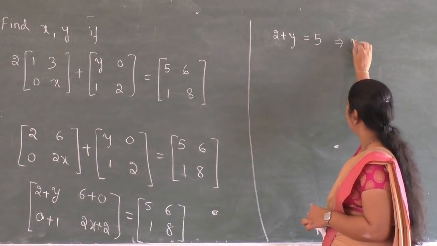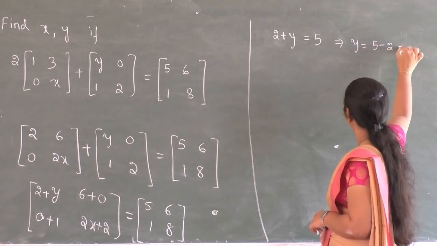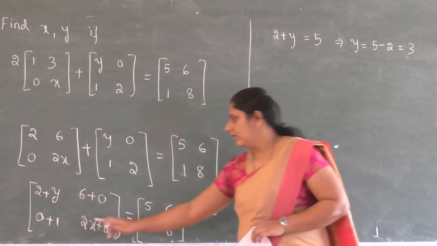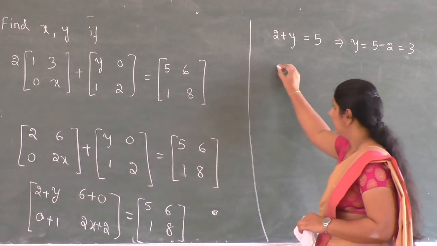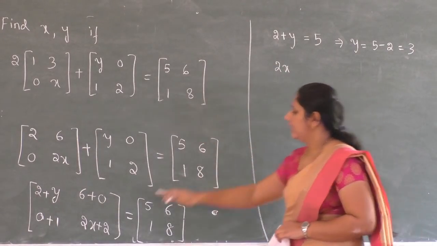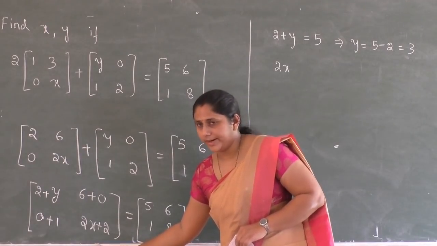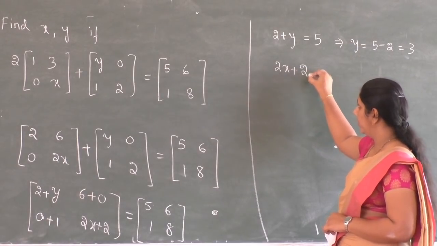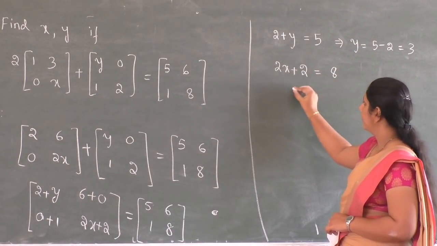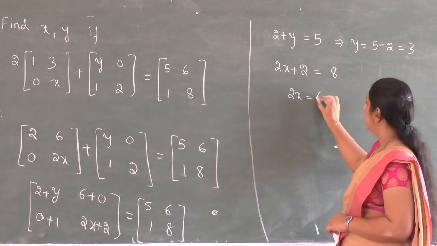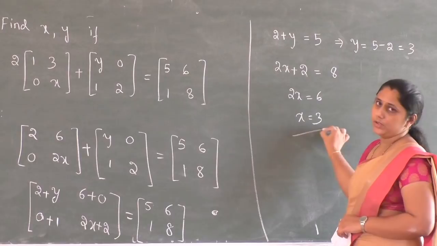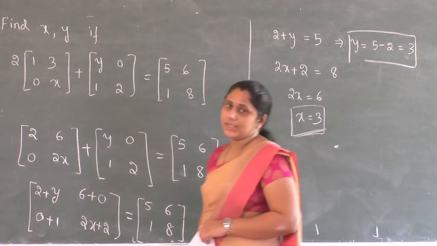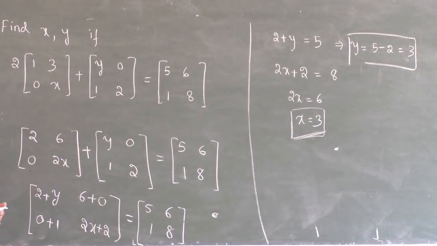On rearranging we get y equal to 5 minus 2, that is 3. Next 6 equal to 6. Next 1 equal to 1. And the next condition will be, second row second column element of the first matrix equal to second row second column element of the second. From that we get 2x plus 2 equal to 8. On rearranging we get 2x equal to 6, or x equal to 3. So the values of x and y are x equal to 3 and y equal to 3.